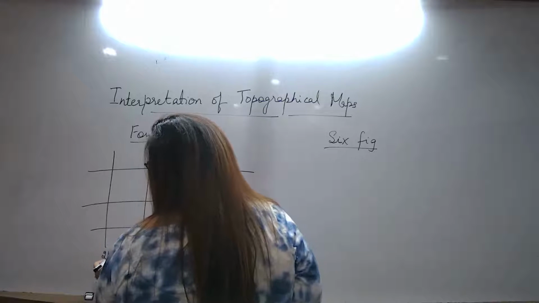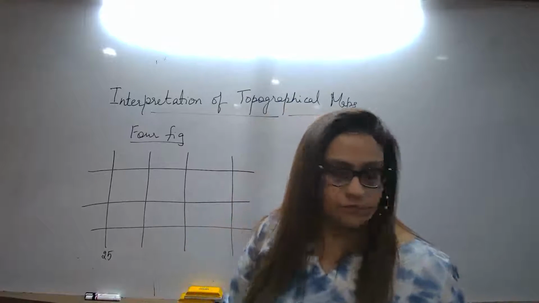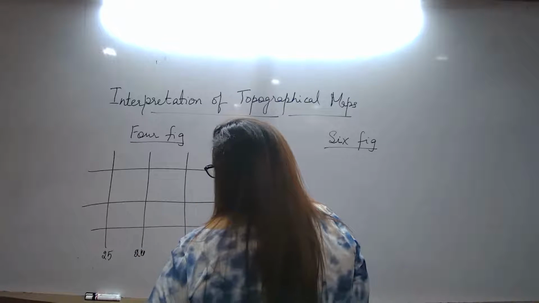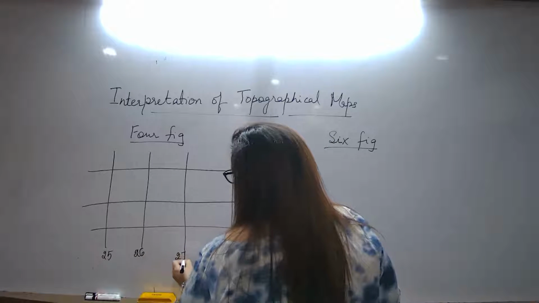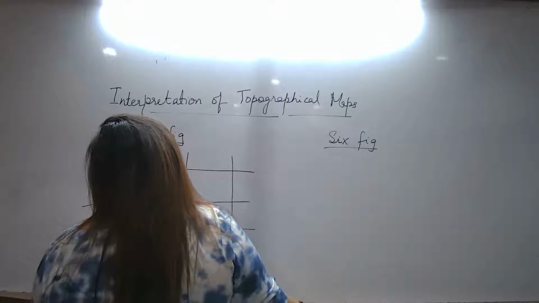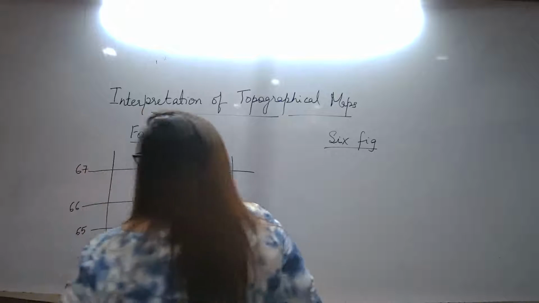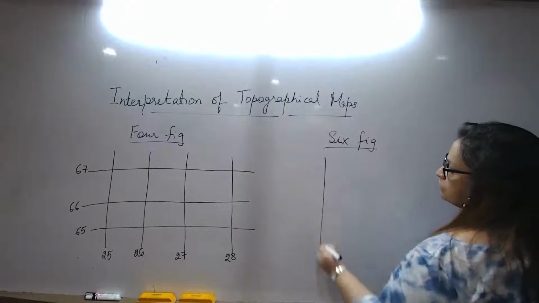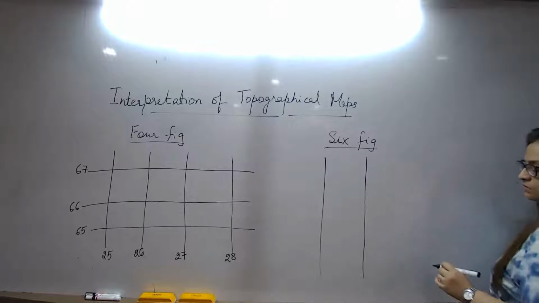Your numbering is 25. Now your numbering always starts from the bottom left hand side corner. So here you'll have 25, 26, 27, 28, 67. Same value.